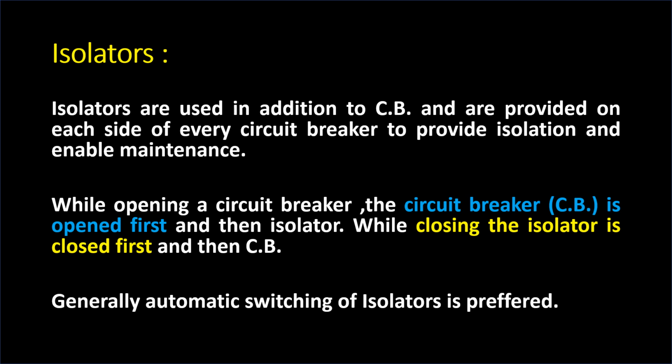That is why, while opening, we have to open the circuit breaker first and then the isolator, and while closing, the isolator is closed first and then the circuit breaker. Generally, automatic switching of the isolator is preferred. We may have the other option of manual operation or manual switching, but generally automatic switching of the isolator is preferred.